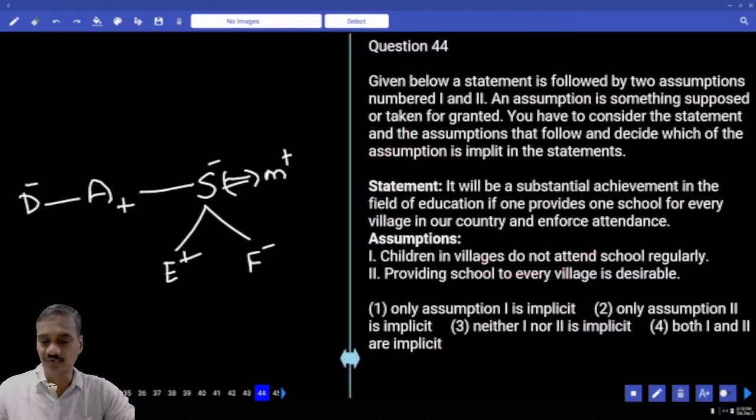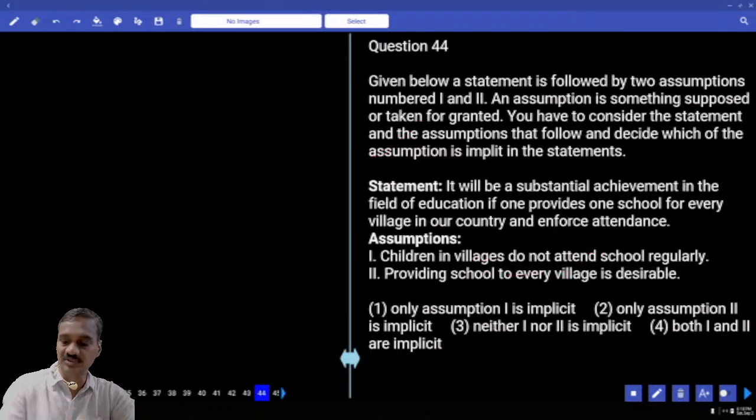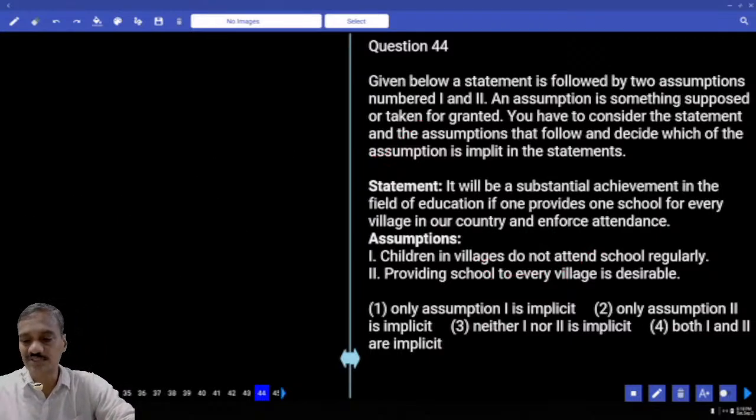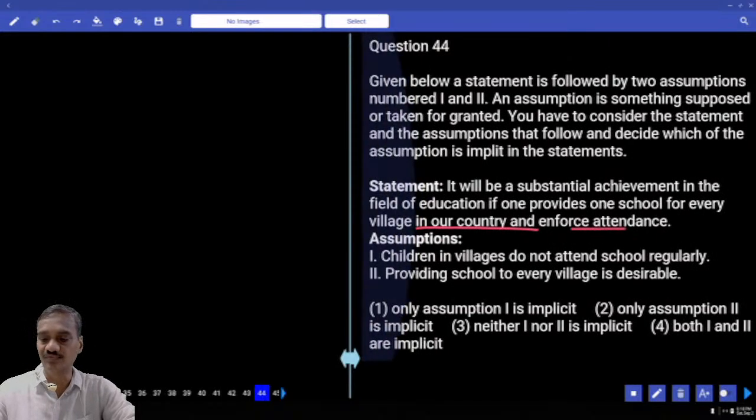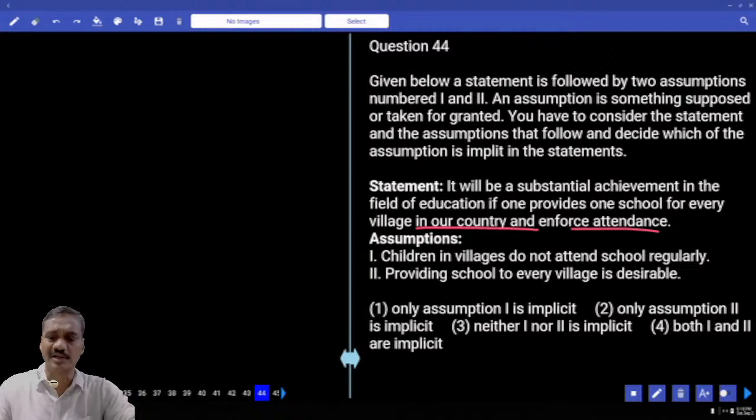The next one 44. Now we need to find out the assumption in this case. Then it will be substantial achievement in the field of education, if one provides one school for every village in our country and enforces attendance. A greater achievement in the field of education. And what is that condition here? Definitely one school should be provided for each of these villages, and at the same time, attendance should be enforced on those. That means regular attendance must be there. Then it will be a greater achievement.